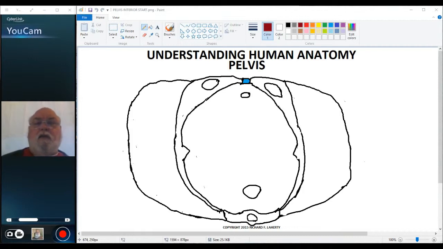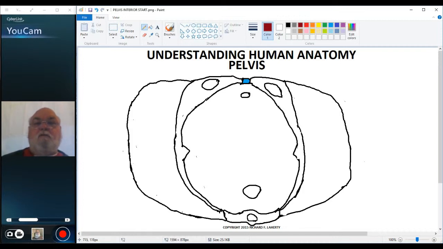This session will begin a discussion of the interior of the pelvic cavity, and what I'm going to concentrate on are the muscles on the interior of the pelvic cavity. I want to start with two muscles that take origin inside the pelvic cavity and then pass out into the lower extremity to insert onto the femur.